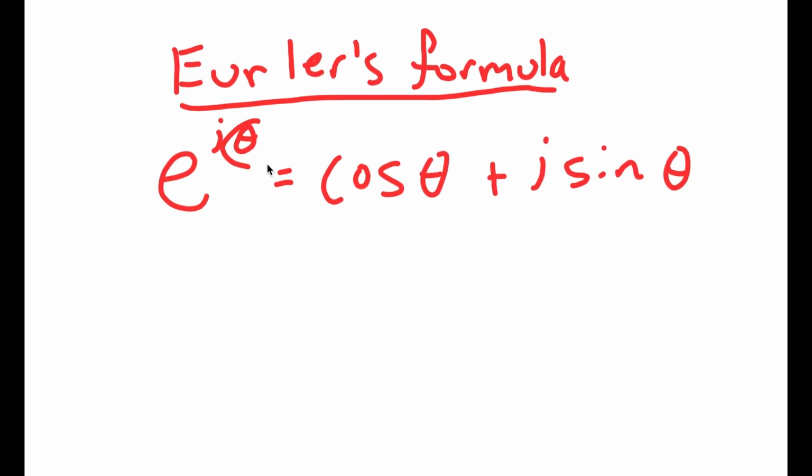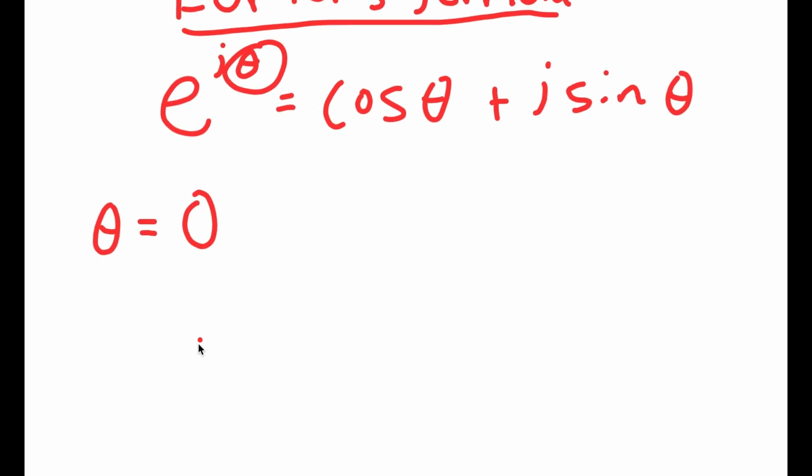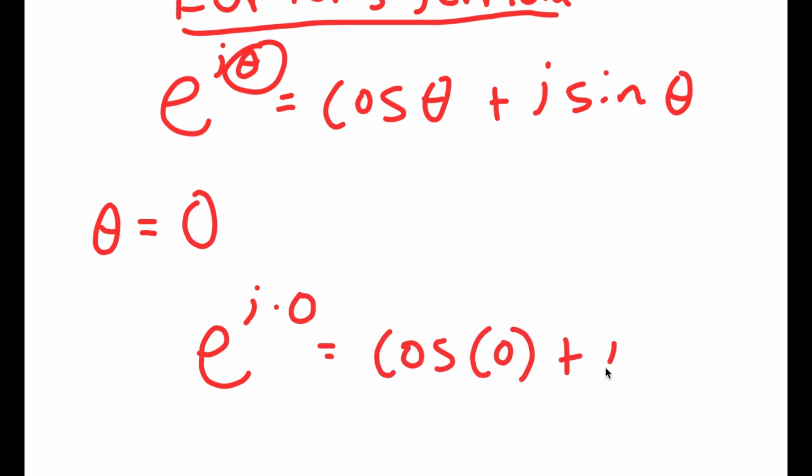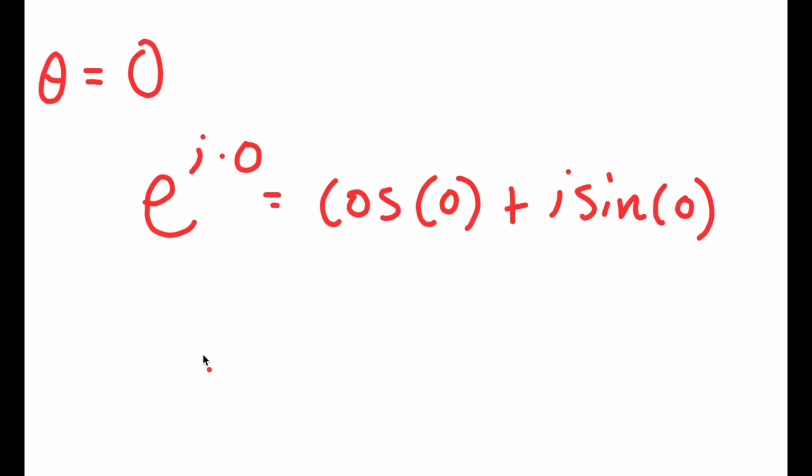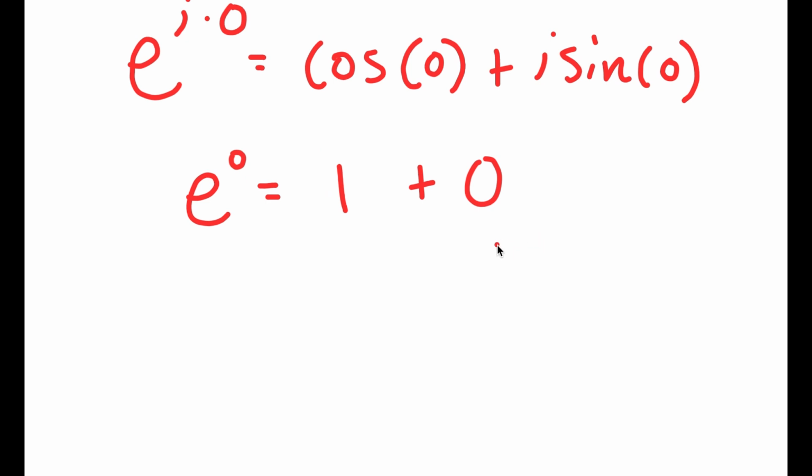So let's say that theta here is equal to 0. So if theta equals 0, then I get e to the power of i times 0 is equal to cos of 0 plus i times sine of 0. So then I get e to the power of 0 is equal to 1, since cos of 0 is 1, plus sine of 0 is 0, and 0 times i is 0. So 1 plus 0. And e to the power of 0 is 1, so I get 1 is equal to 1 plus 0.